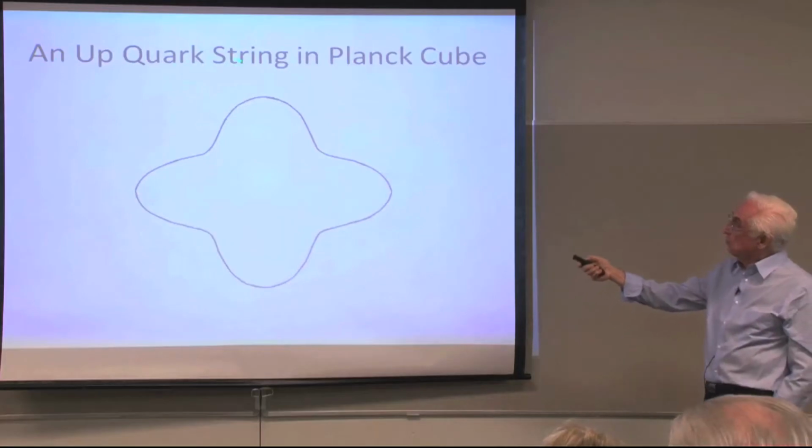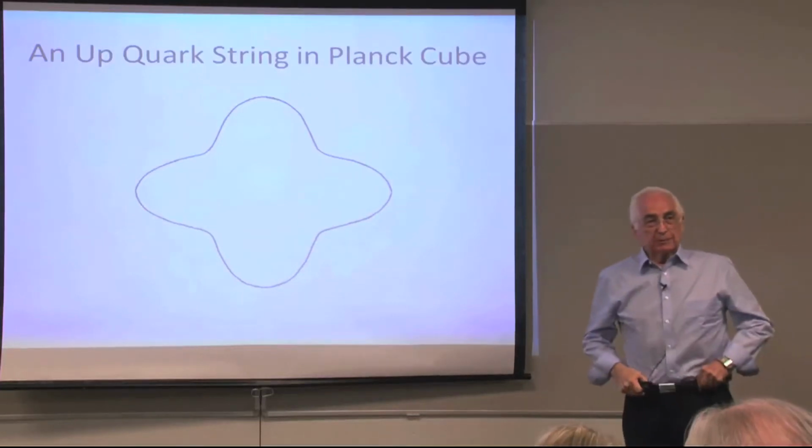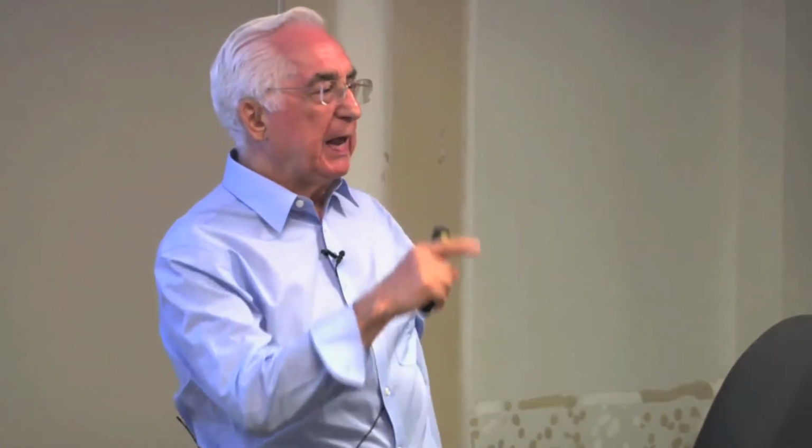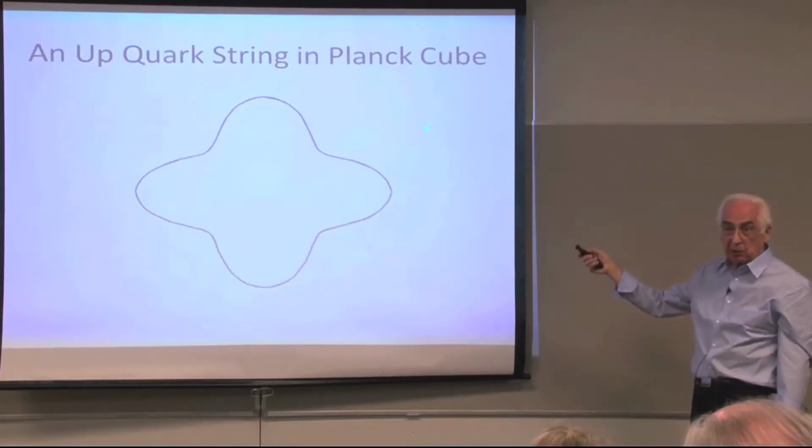Okay, this is an up quark string in a Planck cube, and I want you to imagine the creation of this as follows. We're going to start with an infinitely small Planck cube, and we're going to take an infinitely small beach ball and put it in the Planck cube. So this is the beach ball, and it's going to just touch the 6 sides of the Planck cube. Then we're going to take that beach ball and put periodic surface hills and valleys in it. We're going to take a sticky rubber band, wrap it around that beach ball, and the shape of the rubber band will be the shape of an up quark string in a Planck cube.